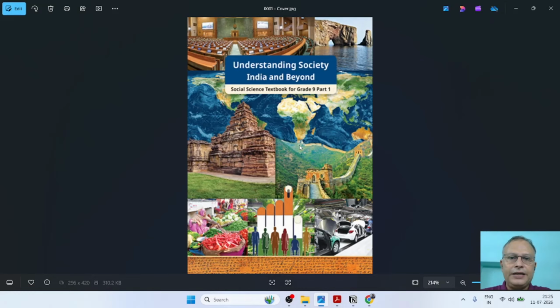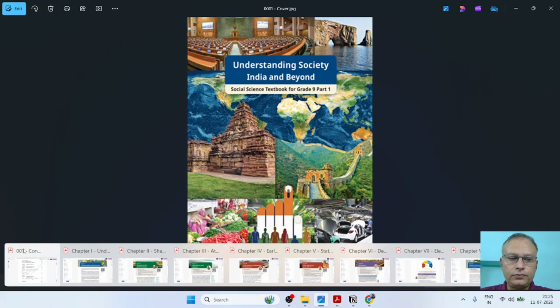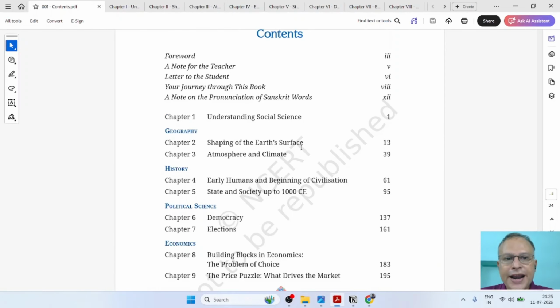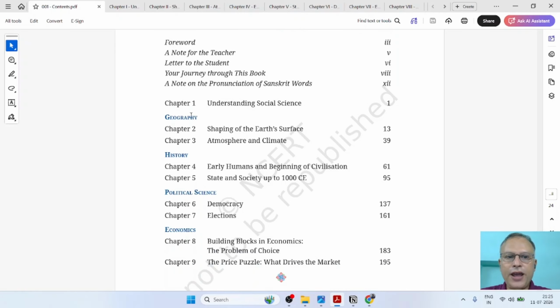Okay, so let's not waste the time, let's proceed. I will give you a brief idea about the syllabus and all the chapters in this book. So here is the content part of the book. Chapter 1 is Understanding Social Science. It is just a brief idea about what social science is and why it is necessary to study it in our life.